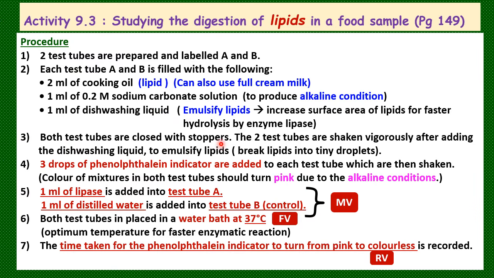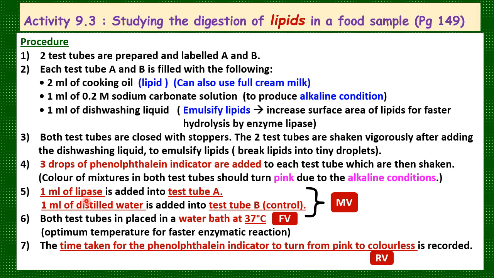Both test tubes are closed with stoppers, and the 2 test tubes are shaken vigorously after adding the dishwashing liquid to emulsify the lipids. Then we add 3 drops of phenolphthalein indicator to each test tube, and the test tubes are shaken again. The color of the mixtures in both test tubes should turn pink due to alkaline conditions. Phenolphthalein indicator is pink in alkaline conditions and colorless in acidic conditions. Because of the sodium carbonate solution, which is an alkali, it will turn pink.